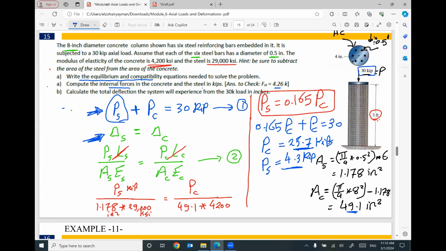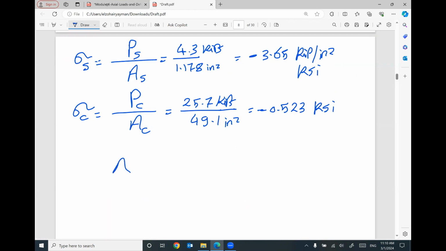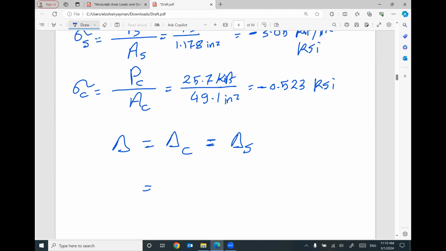The final contraction in this composite column, delta, will be one of them, delta in the concrete or delta in steel. It's up to you. One of them. So let's take the PL over AE for concrete.